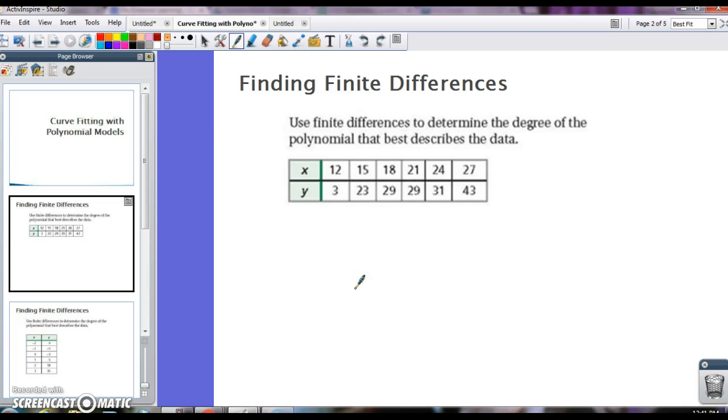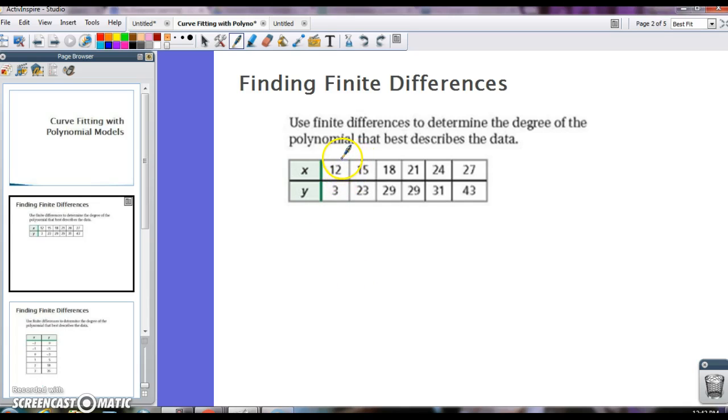Okay, so the first thing we're going to do is, if we're given a table, we want to determine what the degree of the polynomial would be that best describes the data in the table. So we did this when we talked about quadratic. Remember, we had to do the second difference, and if that second difference was constant, then it was quadratic. So we're just taking that same idea and taking it a step further.